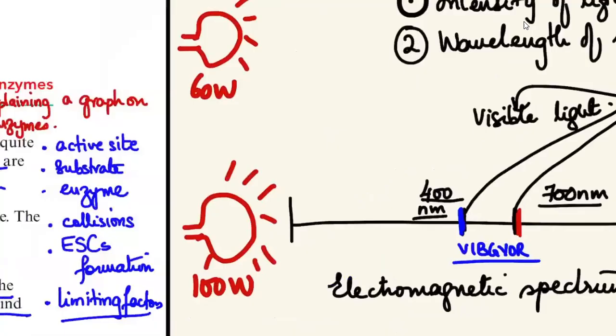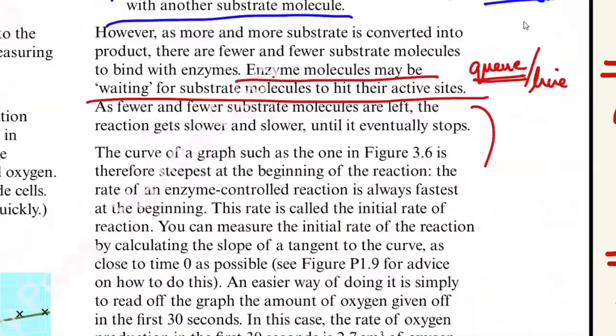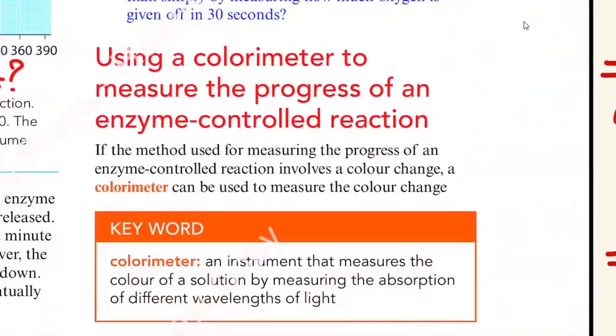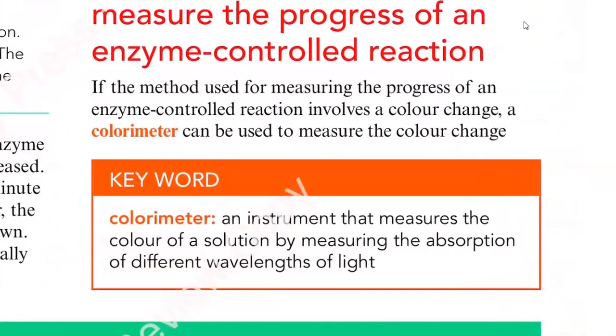Okay, going back to where we were, why are we doing the colorimeter? Because it is an instrument, or a device, that measures the color of a solution. It measures the color of a solution by measuring the absorption of different wavelengths of light.